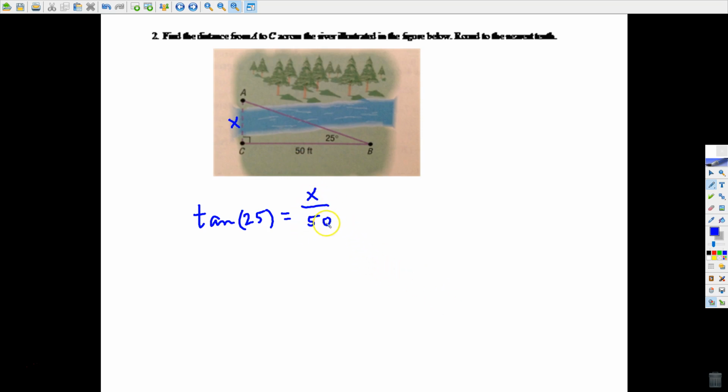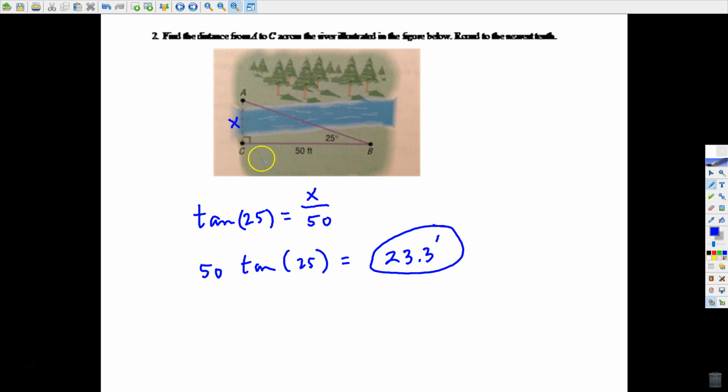And so now to solve for x, I just multiply by 50 on both sides. And once again, we'll turn this over to our calculator, and we'll do 50, tan, and then in parentheses, we'll put 25. And rounded to the nearest tenth on this problem, that length, and these are in feet, of course, would be 23.3 feet. So that distance across the river will be just over 23 feet.